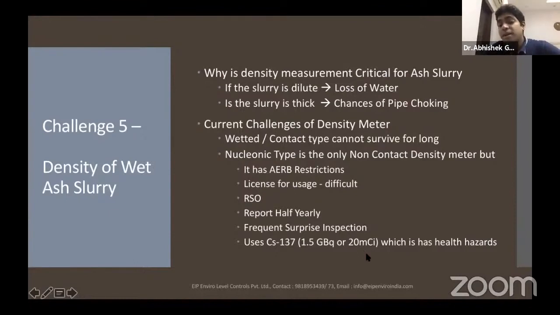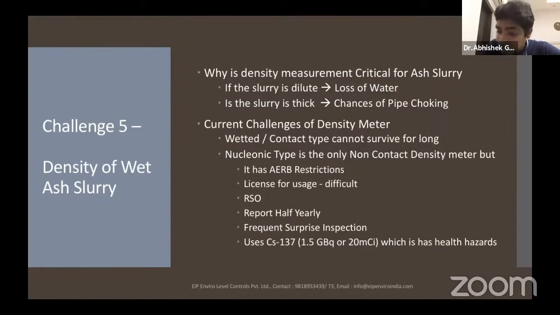So this 20 millicurie source is a health hazard, and that is why AERB is putting so many restrictions. We have cases in power plants wherein the density meter was ordered in 2015 and it is 2020, and the density meter is yet not supplied. The reason: AERB has still not given approvals for installing the density meter. The license has not been awarded by AERB.